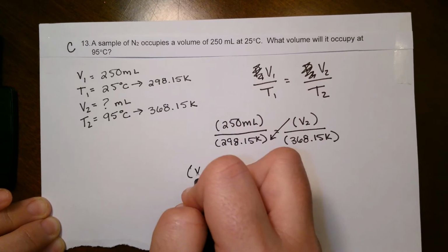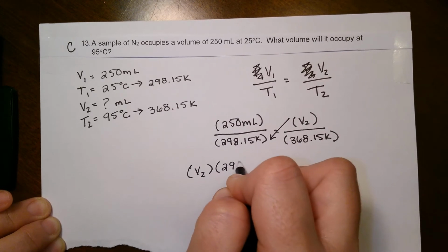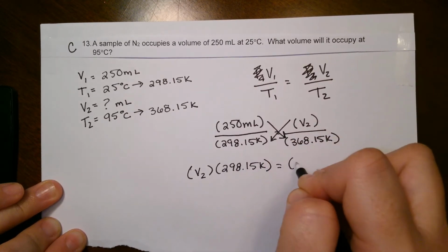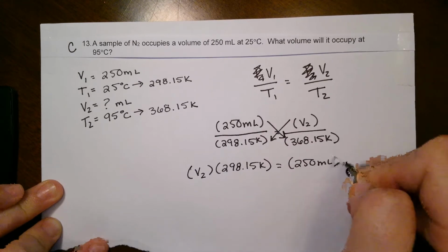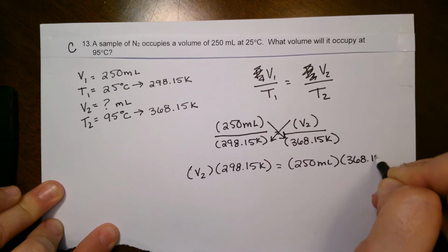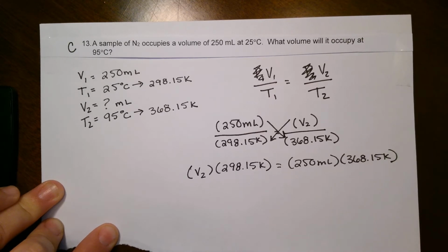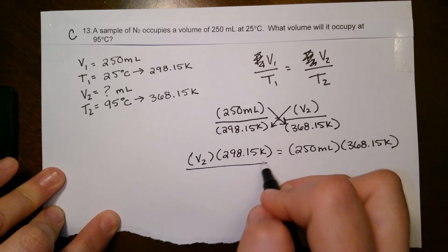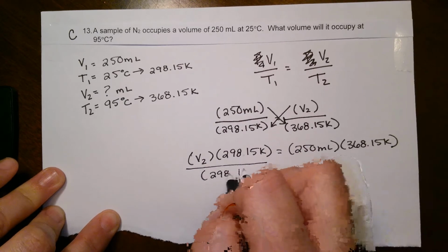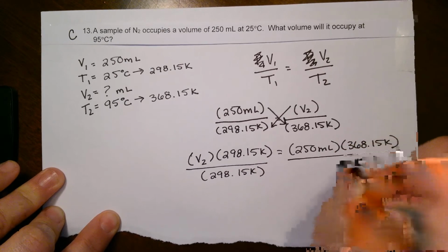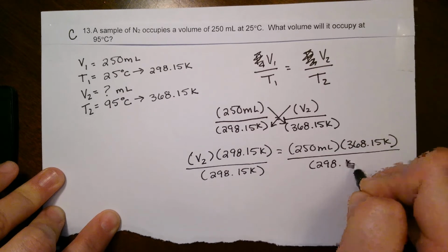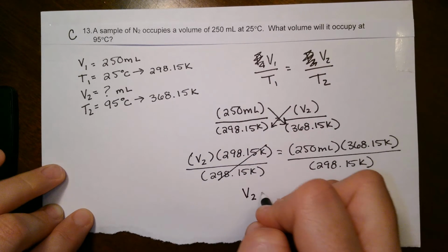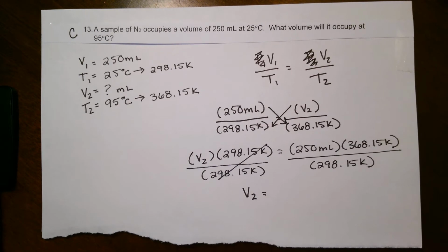So right across, we're going to say V2 times 298.15 Kelvin is equal to the other side, which is 250 milliliters times 368.15 Kelvin. Let's get V2 by itself, so we're going to go ahead and get rid of this 298.15 by dividing it. Whatever you do to one side, you've got to make sure to do to the other side, equal and opposite to both sides. It cancels out on the one side. We're left with V2, so let's go ahead and plug it in and solve it.